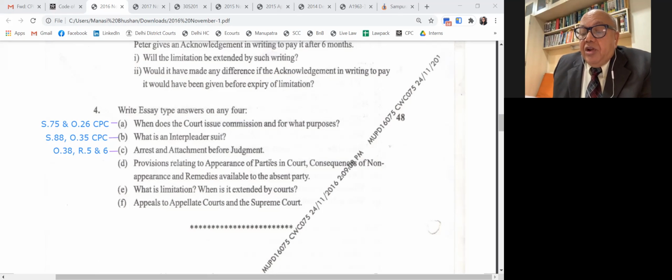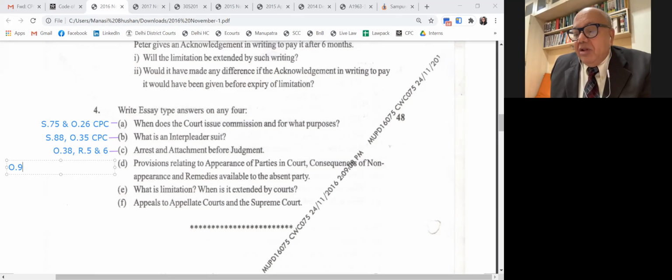Then provisions relating to appearance of parties in court, consequences of non-appearance, and remedies available to the absent party. This is order 9, which governs the appearance of the parties. If the plaintiff appears and the defendant doesn't appear, the suit will be declared ex parte. If only the defendant appears and the plaintiff doesn't appear, the suit will be dismissed.